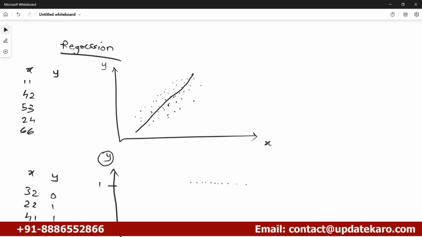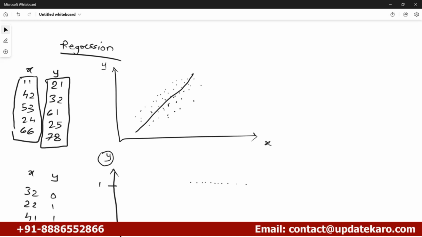And here you will find the same kind of thing. 21, 32, 61, right? 25, 78, like this. So here you will find that my y data is also somewhat continuous, you can say, right? And this also is in a continuous manner.